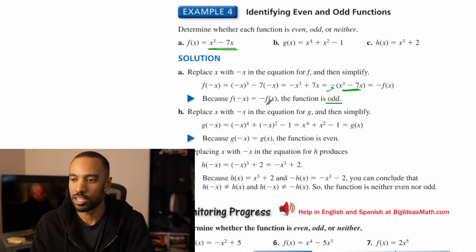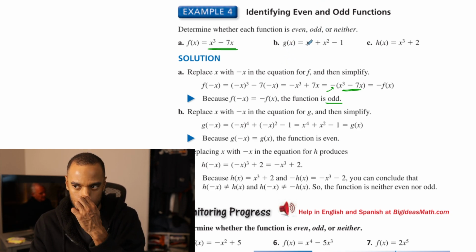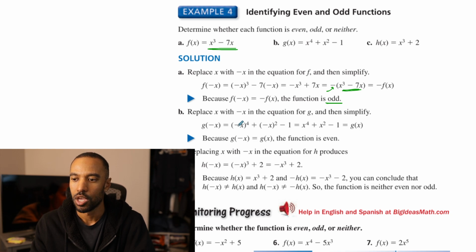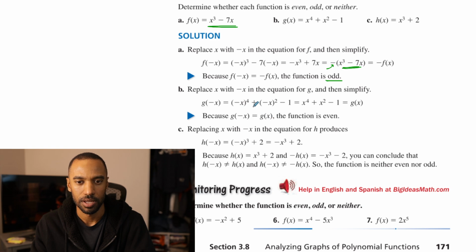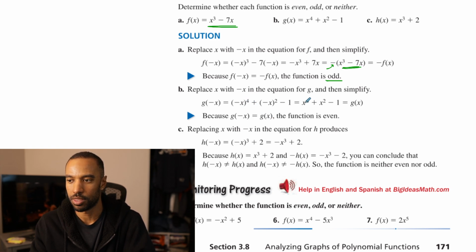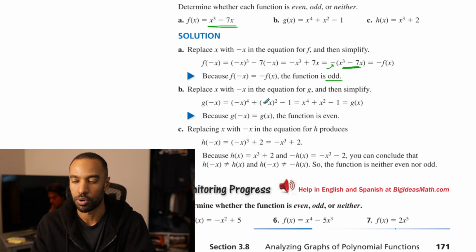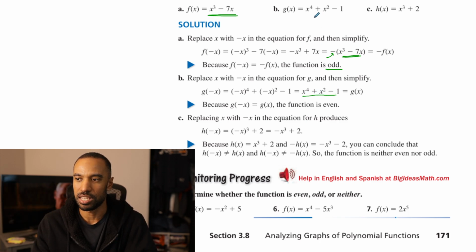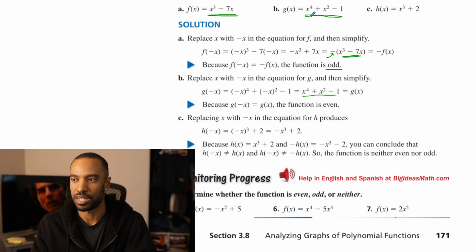Now let's look at the next one, as that was an odd function. Second one, plug in negative x into these. When you raise a negative number to an even power, it'll turn positive. So negative x to the fourth is positive x to the fourth. Negative x squared is positive x squared, and this negative 1 doesn't get a substitution and change. Because this is the exact same as this, that means plugging in negative x gets me the same y. It means we have an even function.